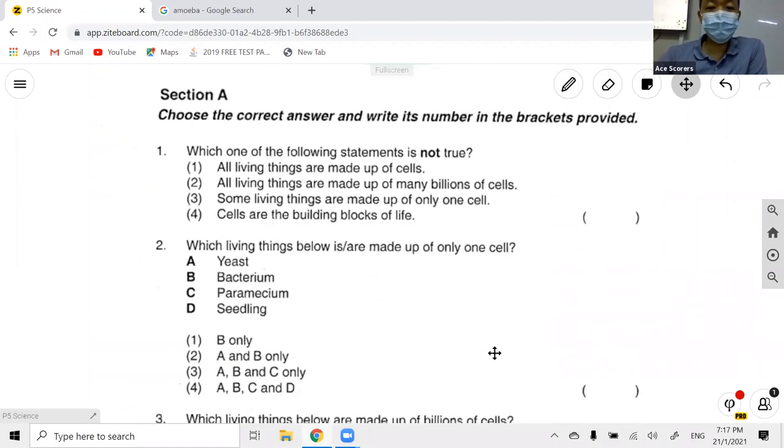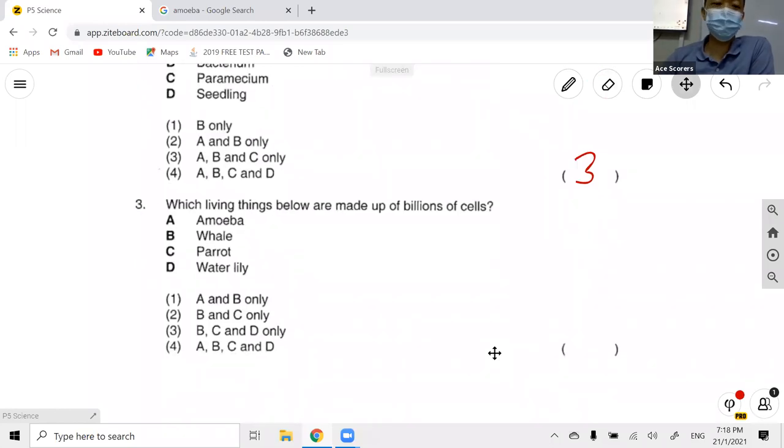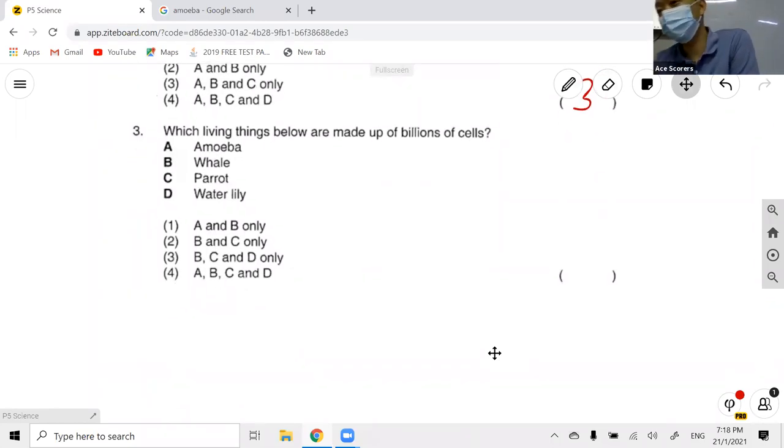So first one, which of the following is not true? Already said the answer is two. See, it rhymes. Number two, which living things is made of one cell? Already said the answer is three, right? Did you get that? Yes, Mr. Tang. Next. So I'm going to answer my own question, because all of you are busy doing notes. Next. Three. Which living things are made of billions of cells? So, amoeba is just one cell, so we're going to cross that out. So it's the whale, the parrot, the water lily. Three.